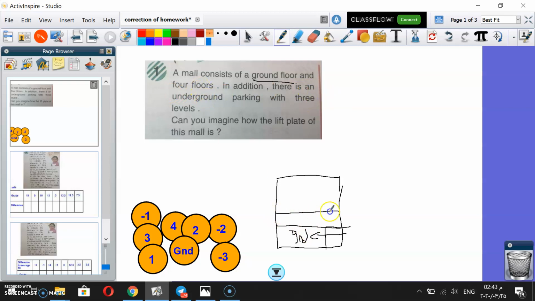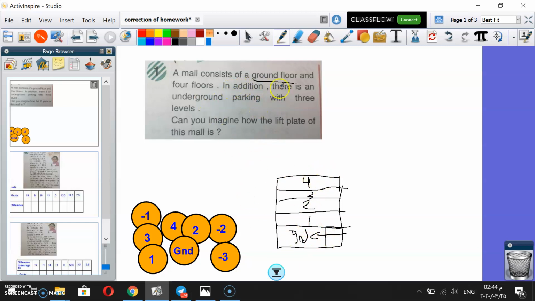So this will be floor number 1. This will be 2 and 3. And we have 4 here. We can write +1, +2, +3 and +4 because they are above the ground or above 0. So ground here represents the 0 on the number line. But I prefer to write it as 1, 2, 3, 4.